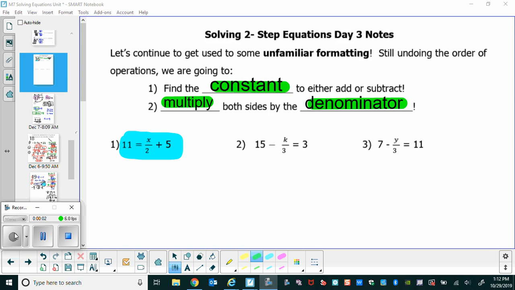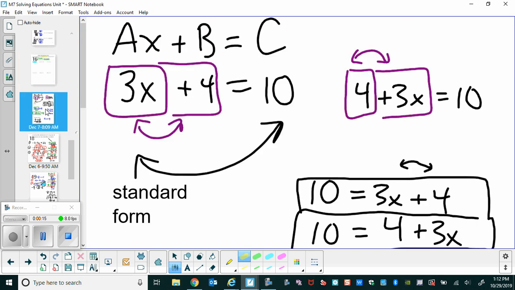So in this video, we're on page 10, and we're going to be taking a look at some more two-step equations and continuing to get used to some unfamiliar formatting. Now, before we do anything with this page, I'm actually going to switch over here and talk to you guys about something called standard form.